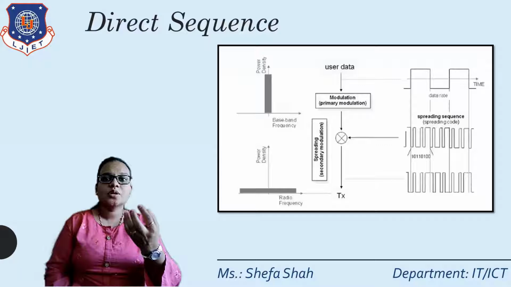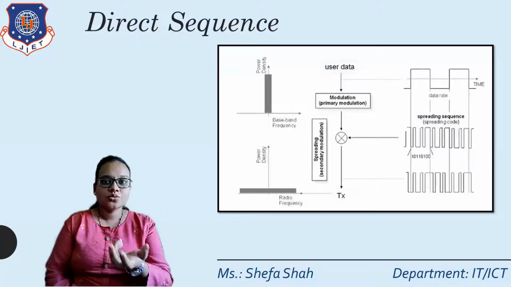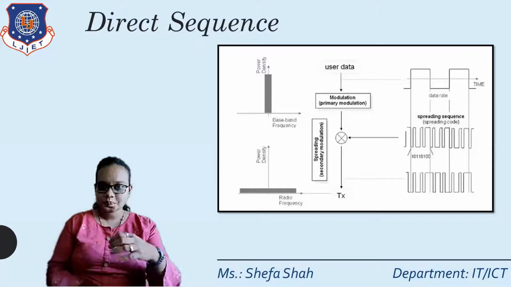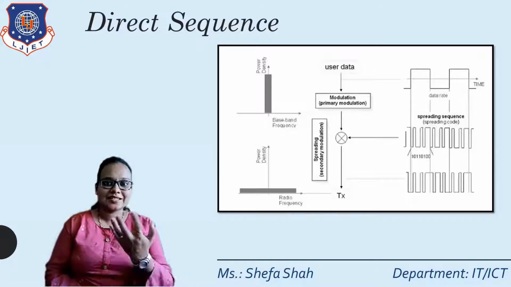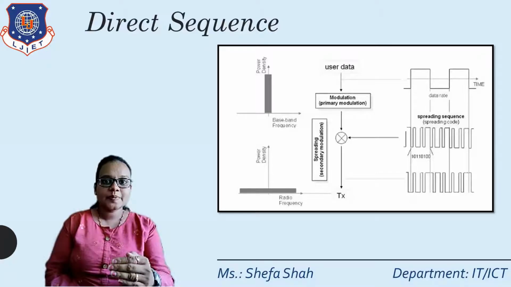So the PN signals will be encoded with the user code, and then it is transmitted. Two types of modulation occur here. First, the primary modulation, which is based on our digital signals, either ASK, FSK or PSK, and after this primary modulation, the secondary modulation will happen based on the spread spectrum techniques, right?